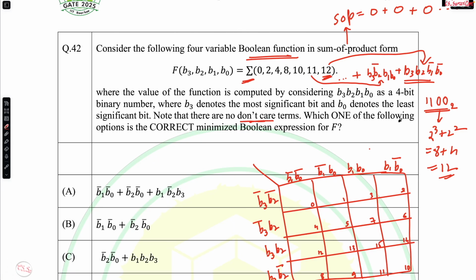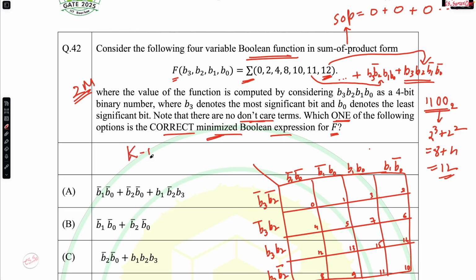Okay, which one of the following? Only one. This is not a multiple choice question; only a single option is going to be correct. This is a 2-mark question. So which one of the following is the correct minimized Boolean expression for f? So f is the Boolean function and we have to minimize it.